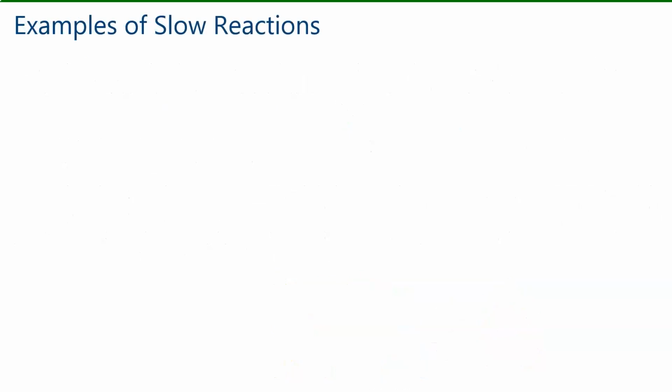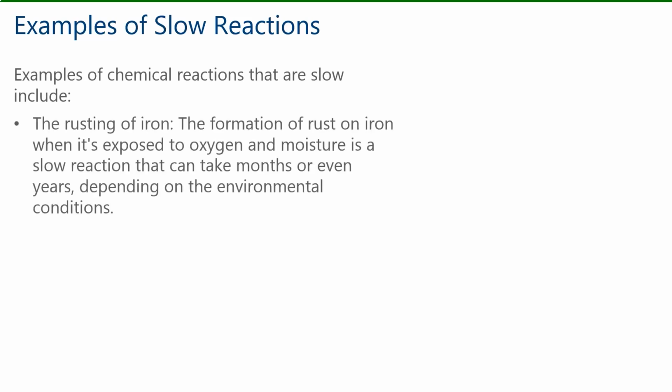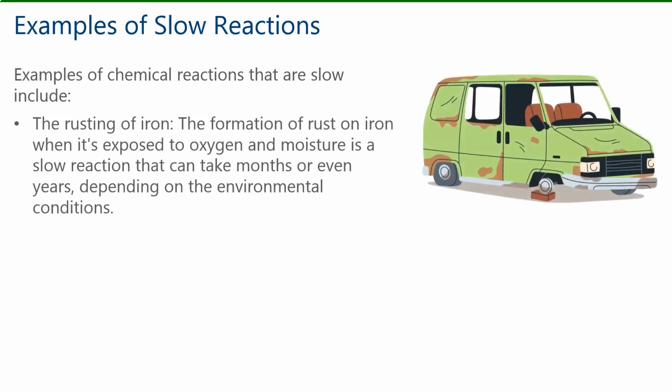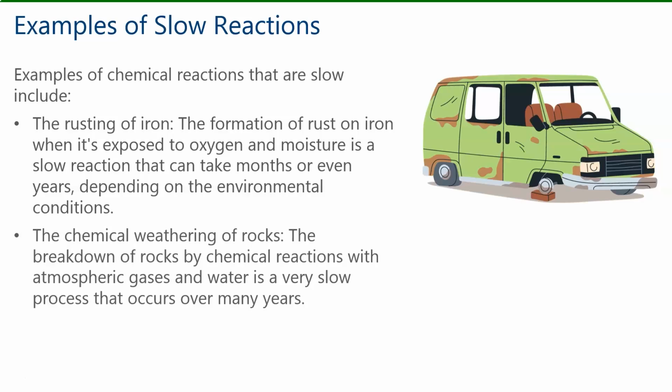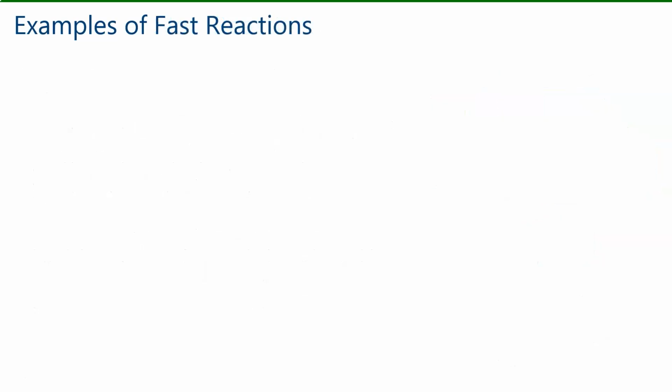Let's look at some examples of slow reactions. Examples of chemical reactions that are slow include the rusting of iron. The formation of rust on iron when it's exposed to oxygen and moisture is a slow reaction that can take months or even years, depending on the environmental conditions. The chemical weathering of rocks is another example of a slow reaction. The breakdown of rocks by chemical reactions with atmospheric gases and water is a very slow process that occurs over many, many years.